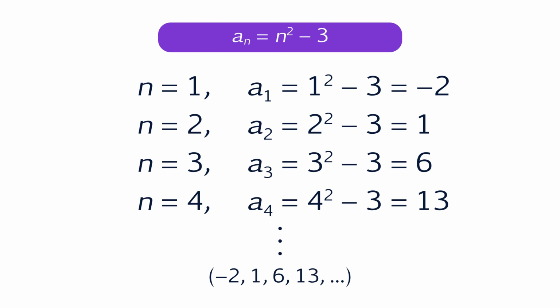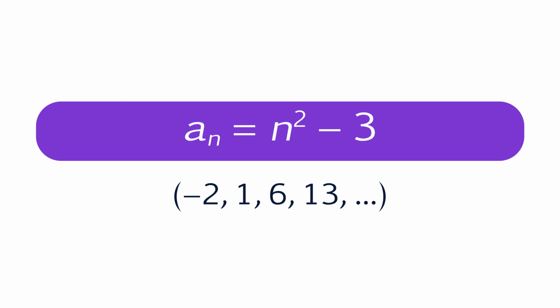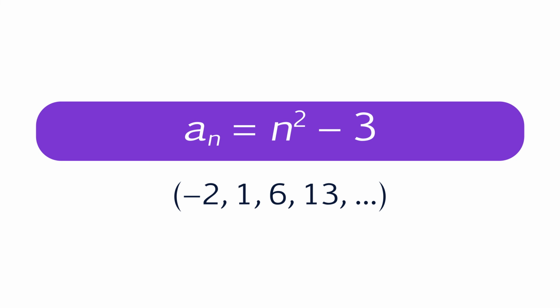Now, unlike the positive even numbers, there's no nice description for this sequence, other than it's 3 less than the squares of positive integers. The way to communicate this in a short, readable way is using the formula. This way of writing sequences is really convenient, isn't it?